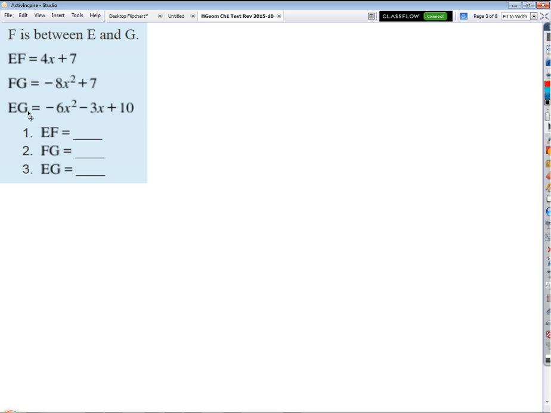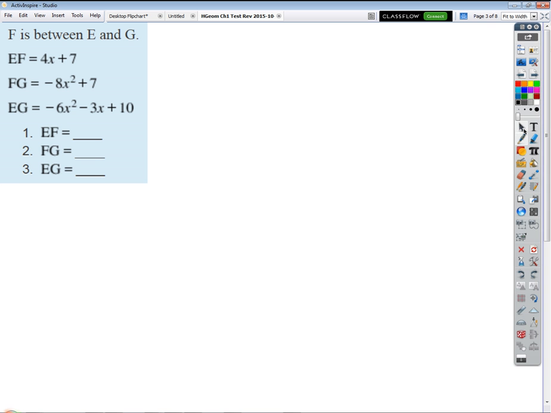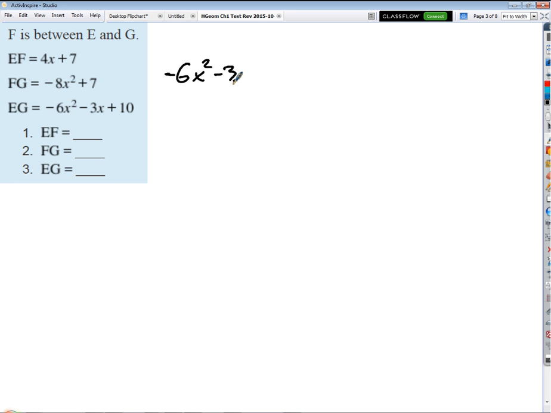So then we can set up a pretty simple equation there, can't we? We could just say that negative 6x squared minus 3x plus 10 equals that plus that, right? So negative 8x squared plus 7 plus 4x plus 7, right? What do we want to do with this, being as I've got x squareds and x's? Equal to 0. Put it in standard form.